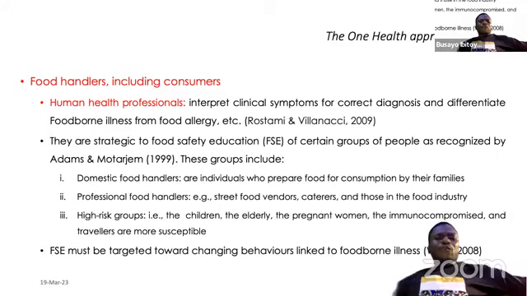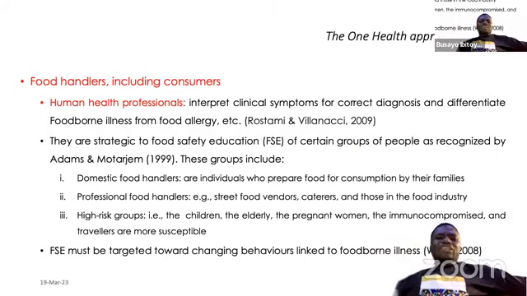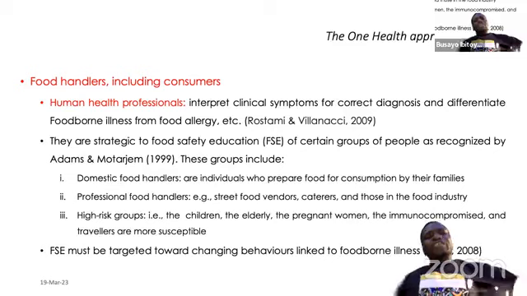Now, for food handlers and for consumers, at the community level, what do we need to do so that we can also help them or help the community in holistically preventing foodborne zoonosis?